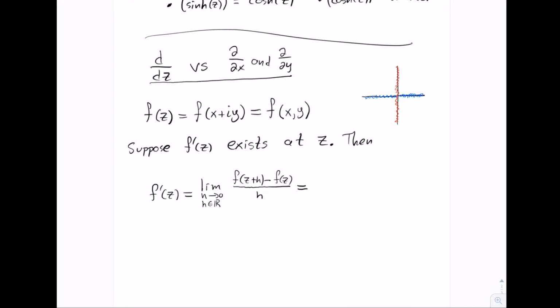Well, let's take an opportunity to rewrite this in this Cartesian way. So this is the limit as h goes to 0, h of course a real number, and then here let's write f of, well, if h is real, then we're only augmenting the x coordinate here.